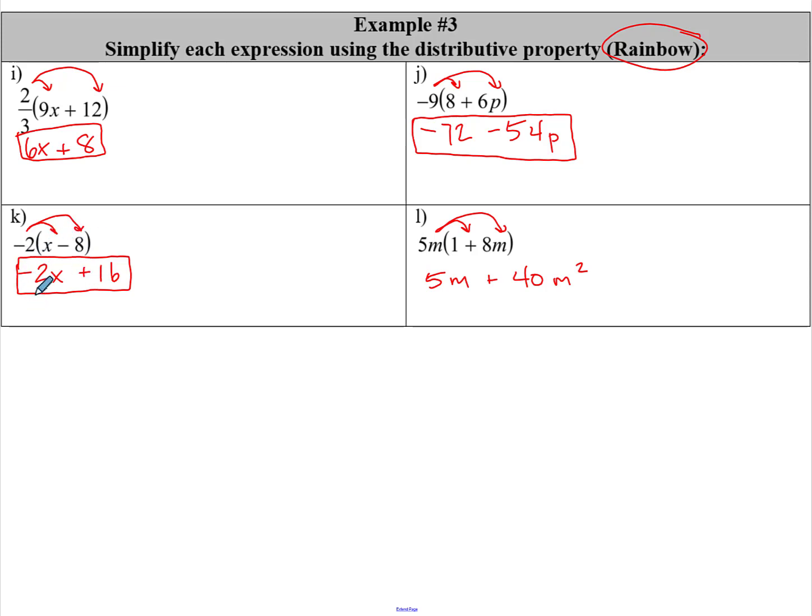Same thing down here. Remember, the signs are always distributed also. So if you have a negative 2 times this negative 8, remember that your negative and negative equal a positive, giving you that value of 16. Here we actually have a variable times a variable, and remember, you need to use your exponent rules. If you have the same base multiplying, remember that you add the exponents. So we have an exponent of 1 and an exponent of 1. Adding those together gives me that m squared.